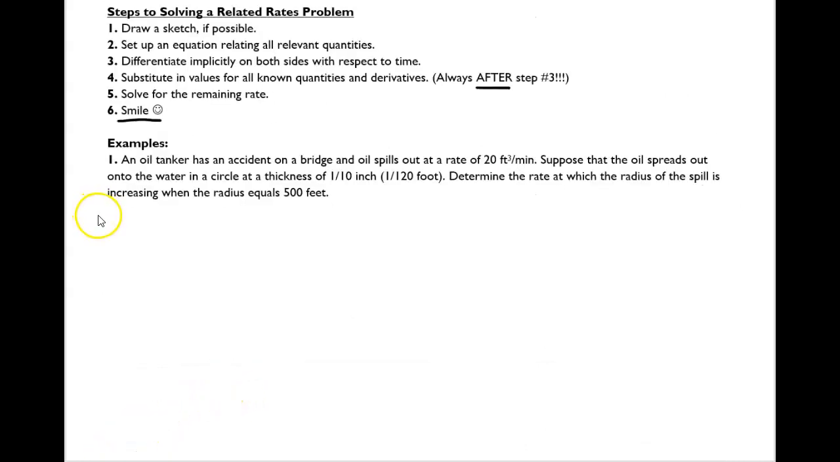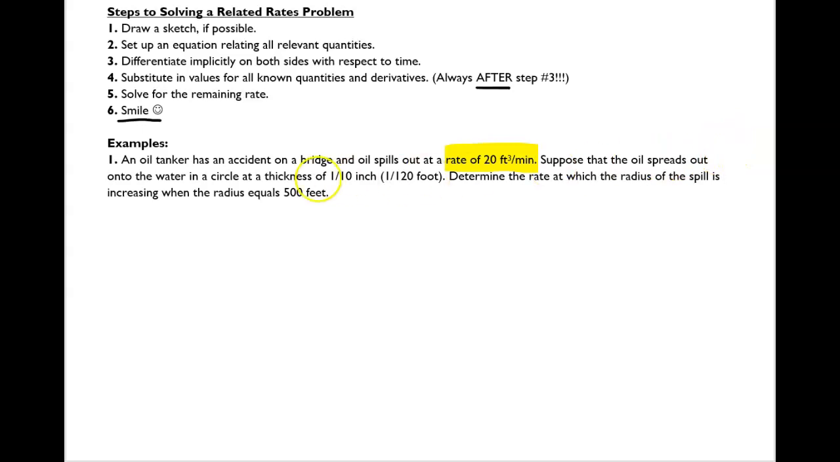As you read these problems, it will be important for you to pick out important information in the problem. I would recommend that you highlight or underline things as you go. So number 1, an oil tanker has an accident on a bridge and spills out at a rate of 20 cubic feet per minute. So I'm going to highlight the rate and what the rate is. Whenever I see that word rate, that's going to be important to me.